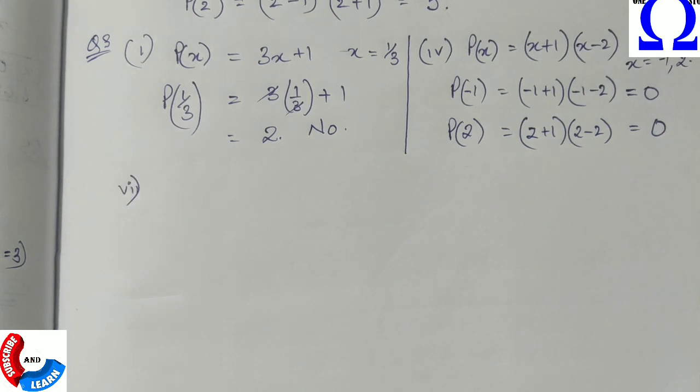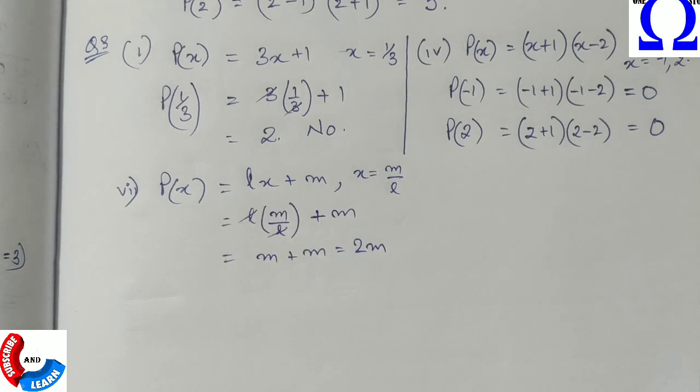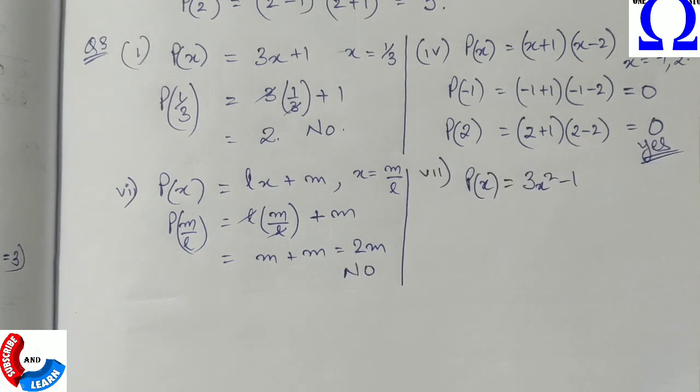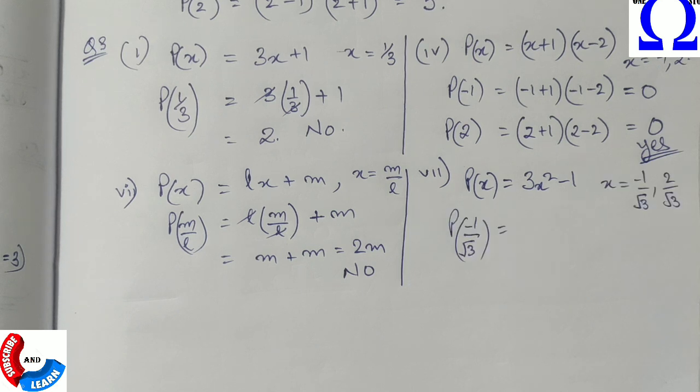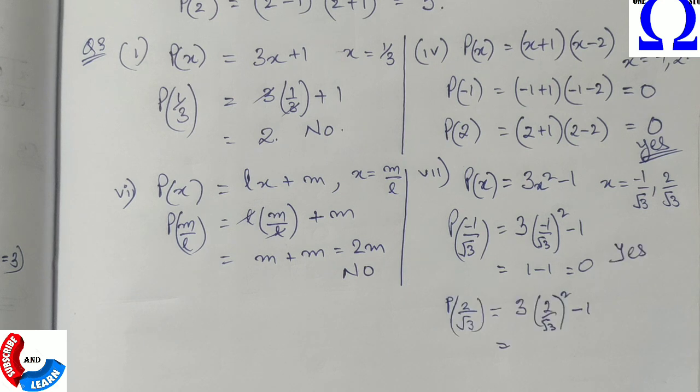Let's try one more. The equation we have, we need to put the value of x to be m by l. Simply putting it, we get the value of p of m by l to be 2m, which is not equal to 0. So the answer is no. Similarly, you can solve all the rest of the parts and find if the given numbers are the zeros or not.